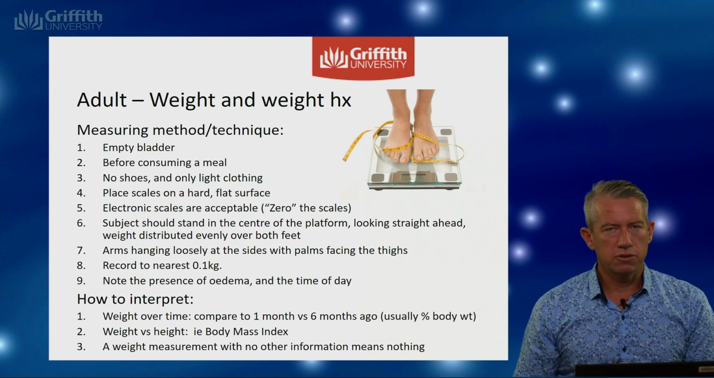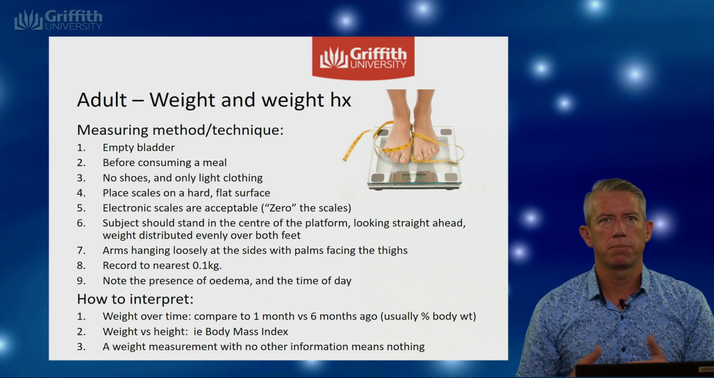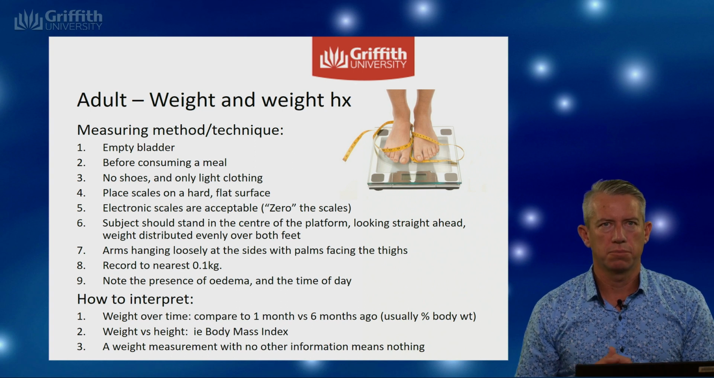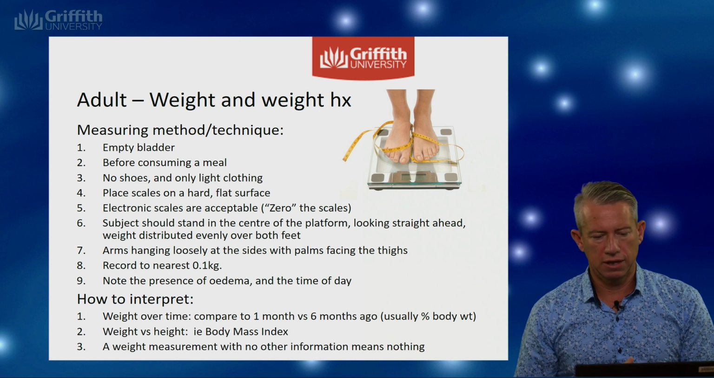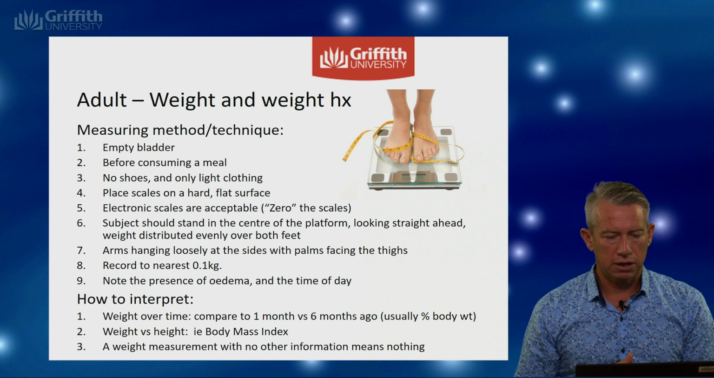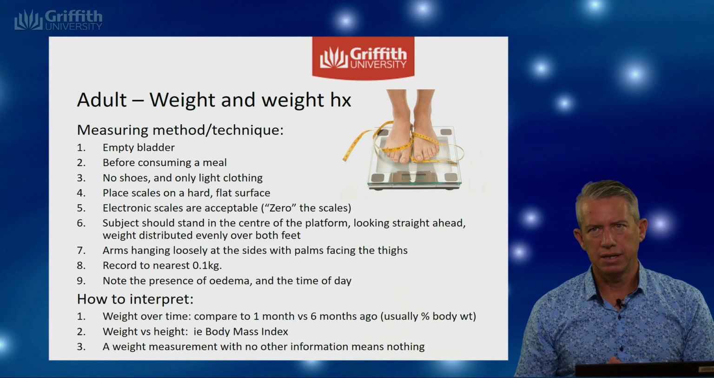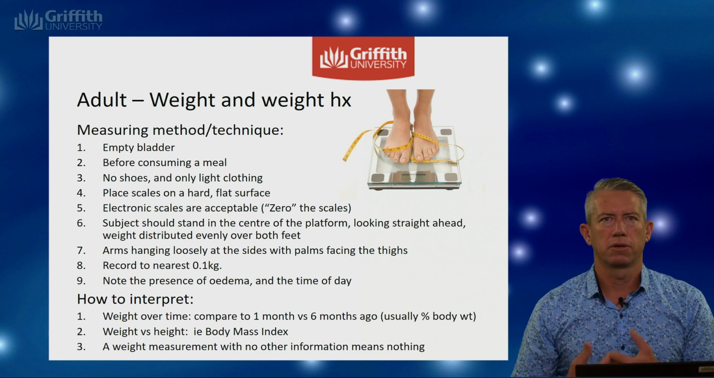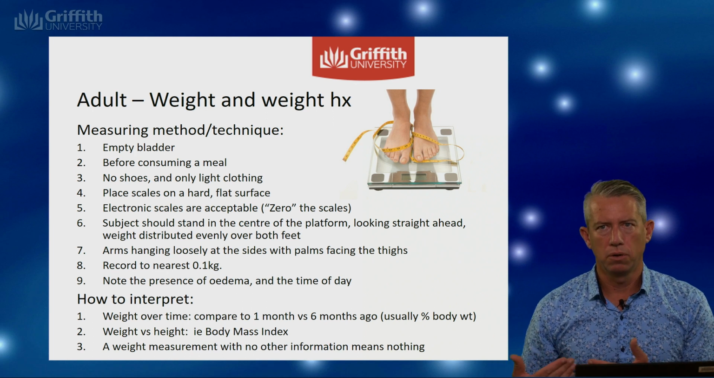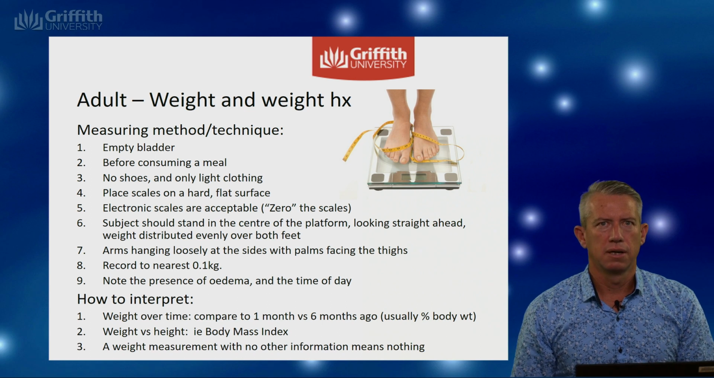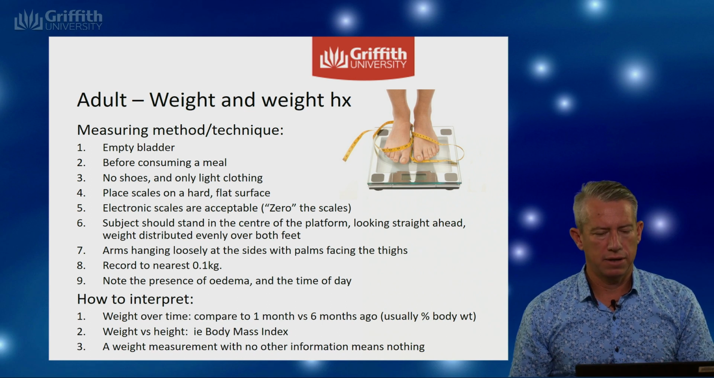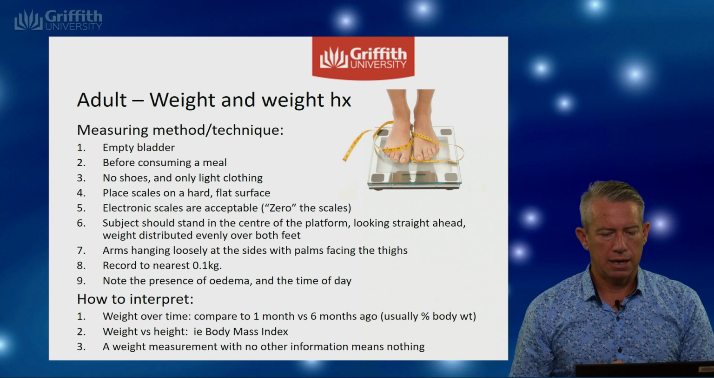Okay, so what we want to do now is just quickly run through the techniques for measuring a range of these very common parameters. So for things like weight, we want the person's bladder, where possible, to be empty, preferably before consuming meals, preferably first thing in the day if we can. No shoes, light clothing. Do they need to be nude? No, they don't. But the lighter the clothing, the minimal nature of clothing, obviously you're removing one of those random errors or minimizing it. Scales being placed on a hard, flat surface so that they work properly.